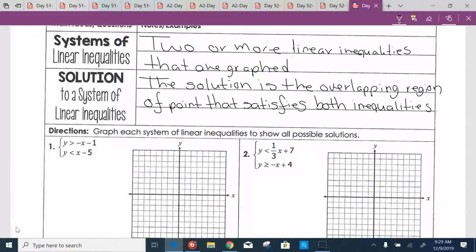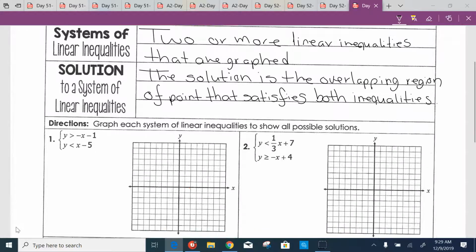All right, so let me break it down at a basic level. We're going to be graphing two lines that have shaded zones. The solution is going to be where the two shaded zones intersect, if they intersect at all.